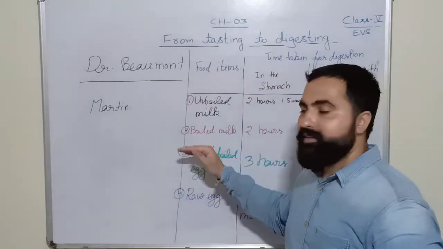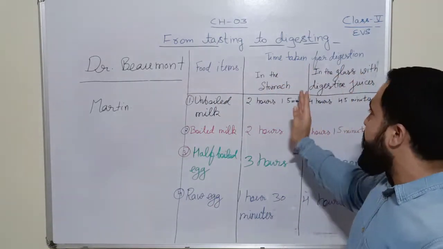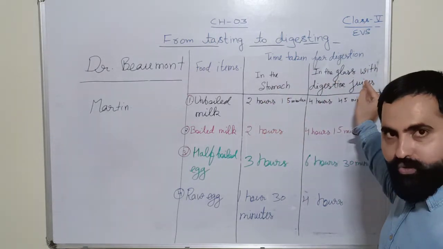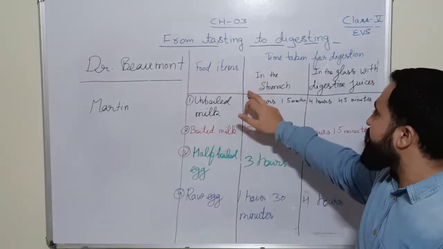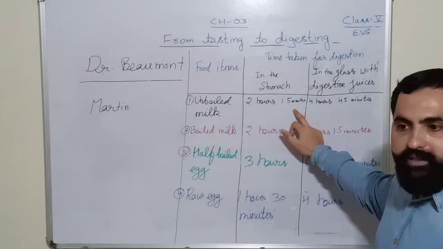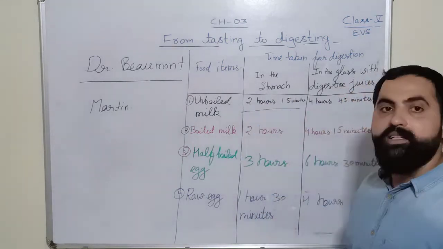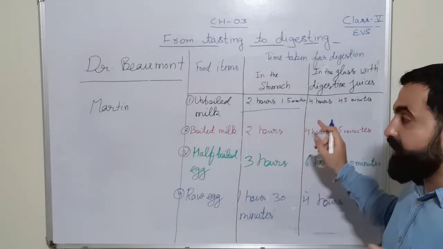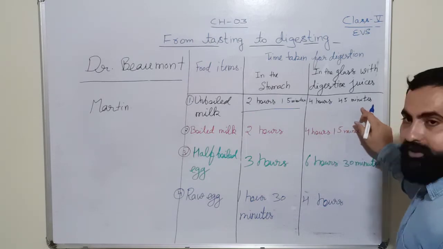So I have here a table of food items, the time taken for digestion in the stomach and in the glass with digestive juice. First, unboiled milk: in the stomach it takes 2 hours 15 minutes to digest. But in the glass with the digestive juice, which is the same, taken from the stomach, it takes 4 hours 45 minutes.